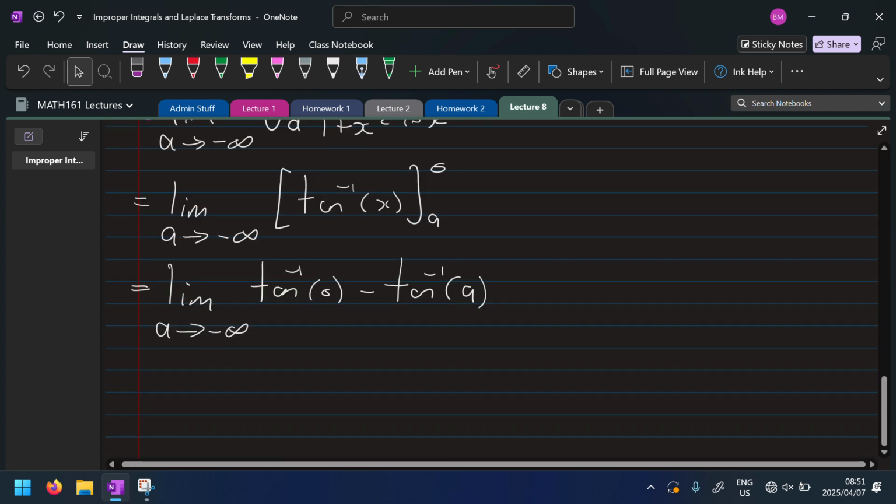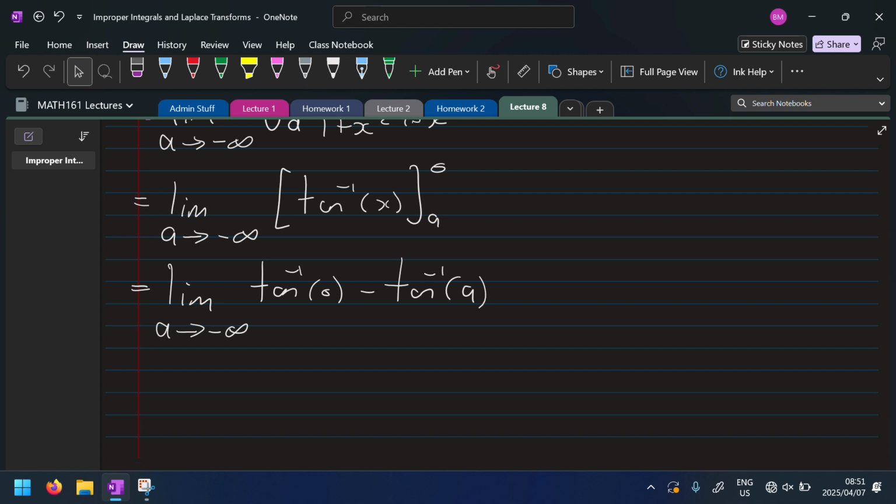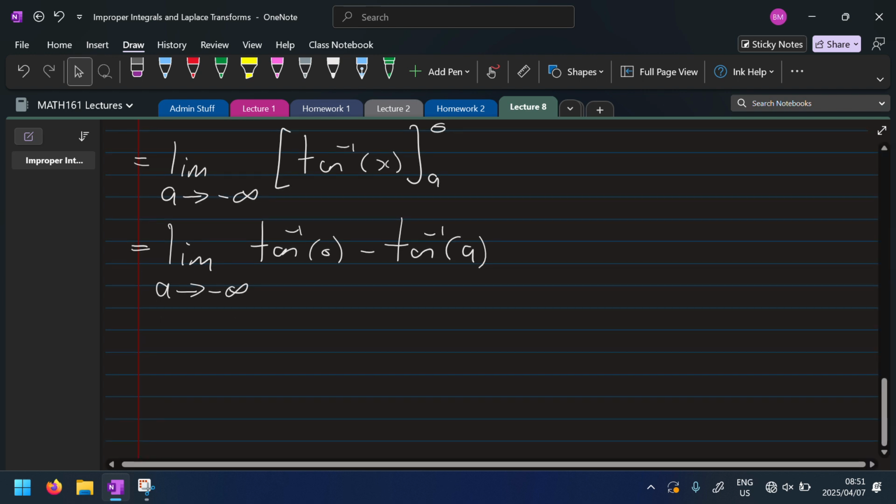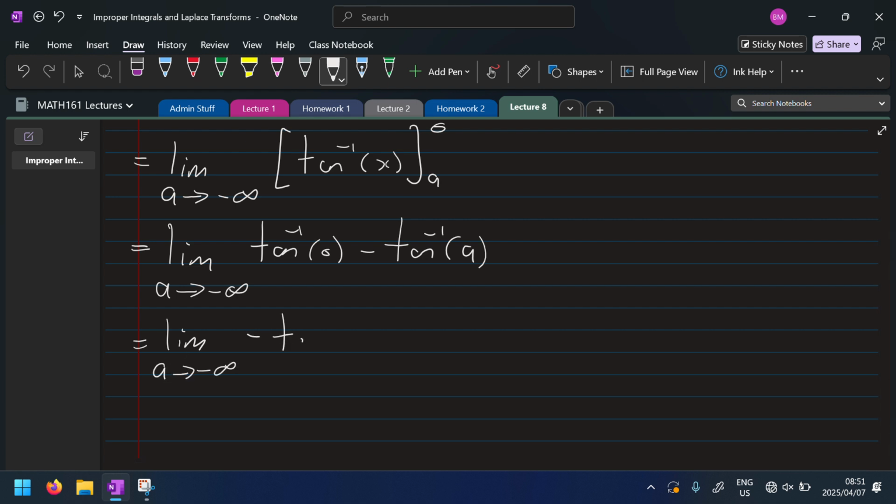Okay, now tan inverse of 0 is 0, right? Tan of 0 is 0, so tan inverse of 0 is also 0. So that goes away. So we end up with the limit as a goes to minus infinity of minus tan inverse of a. Okay, now either you just know what this is, or you can do a little sketch on the side. Let's do a little sketch.